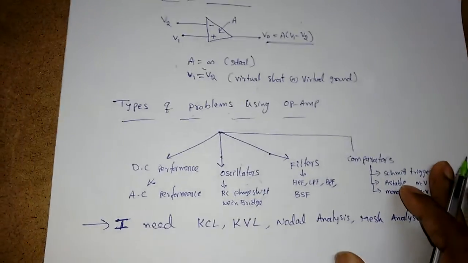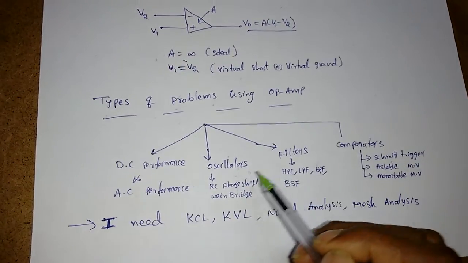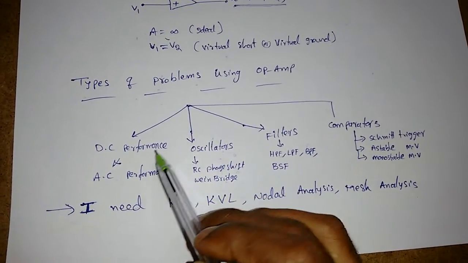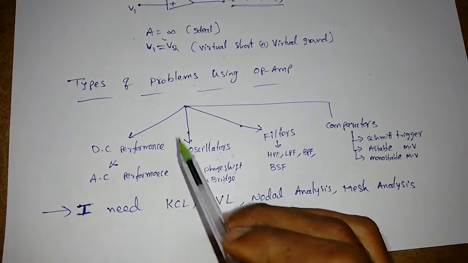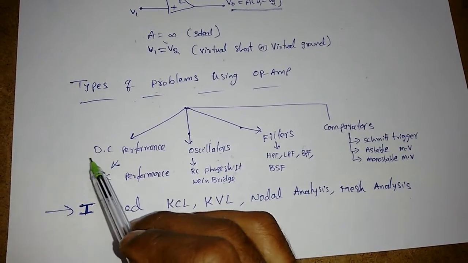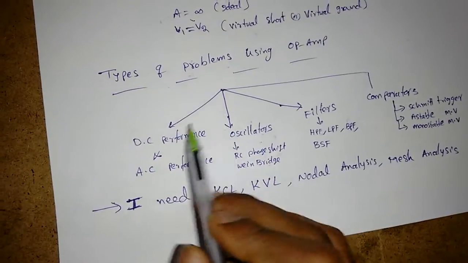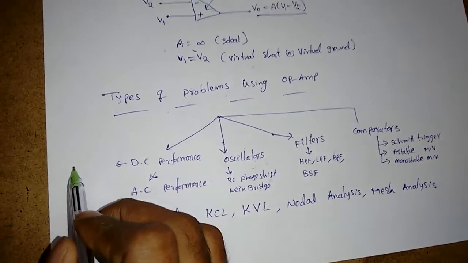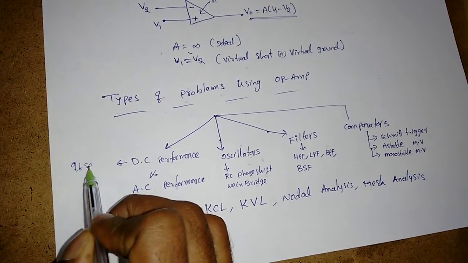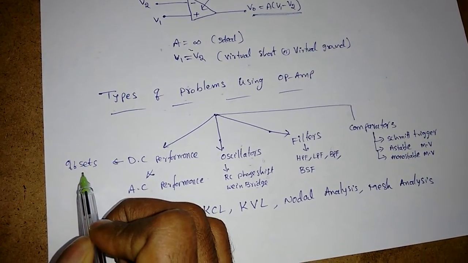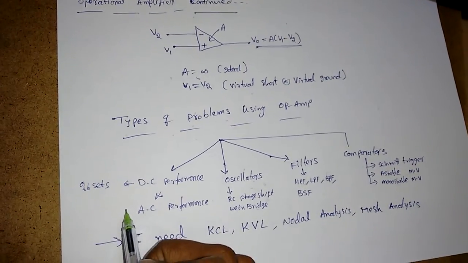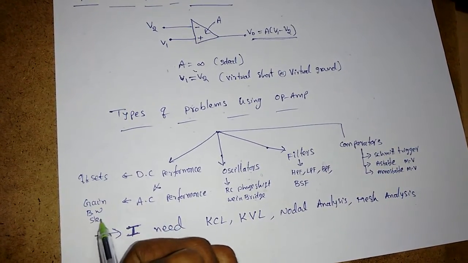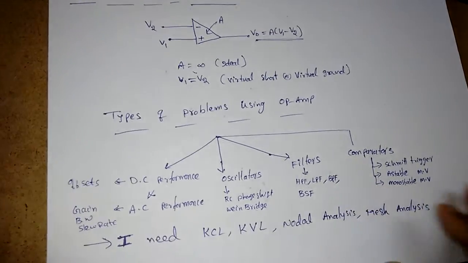Now, what types of problems come up when using operational amplifiers? I have divided them like this: operational amplifier DC performance and AC performance. DC performance is how it acts with DC supplies, in the sense of the input offsets: input offset voltage, output offset voltage, input offset current, input bias current. Similarly, AC performance is finding gain or bandwidth and slew rate, etc. So these are the two performance categories.